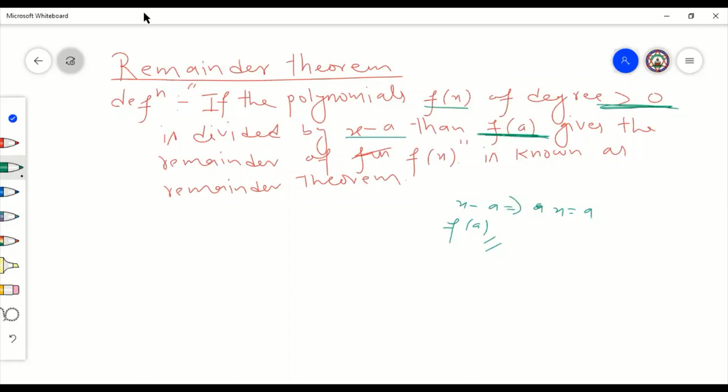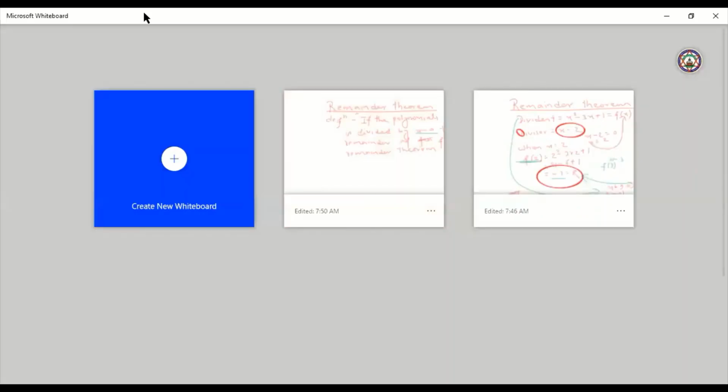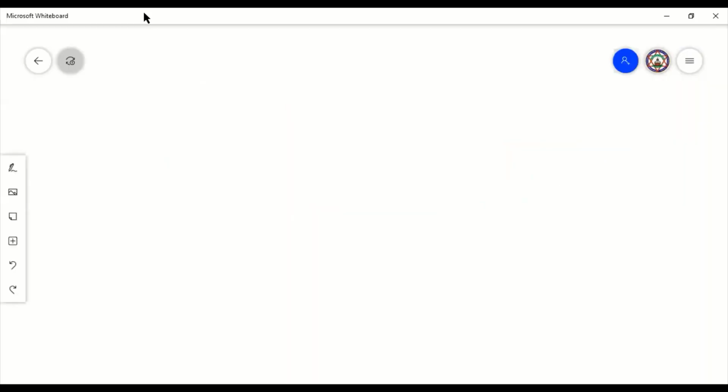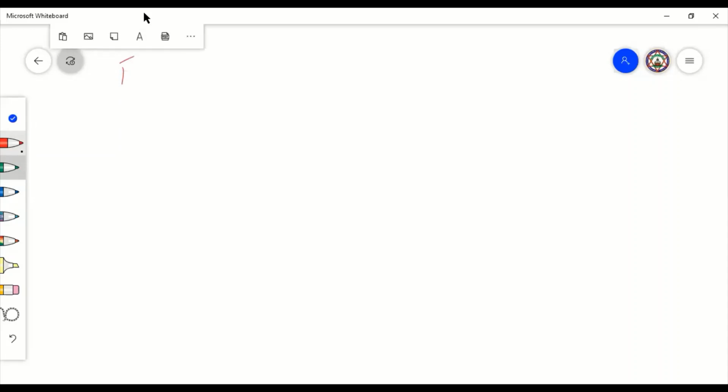Now I'll go to the next theorem, the factor theorem. Check it out. What is the factor theorem now? In this factor theorem, first of all we have to take some example.